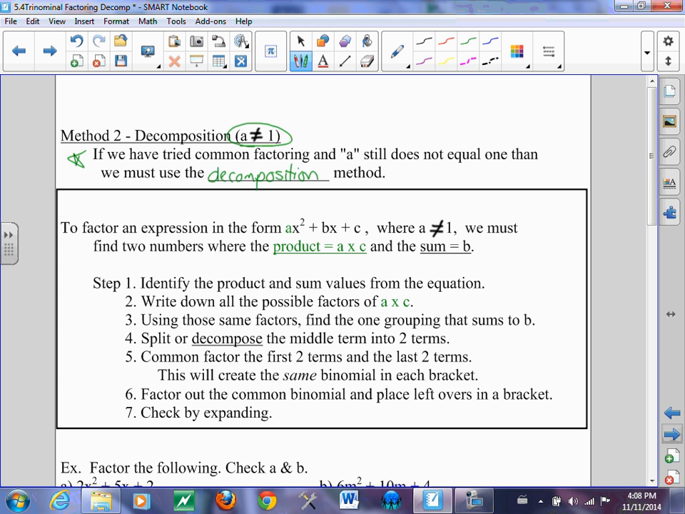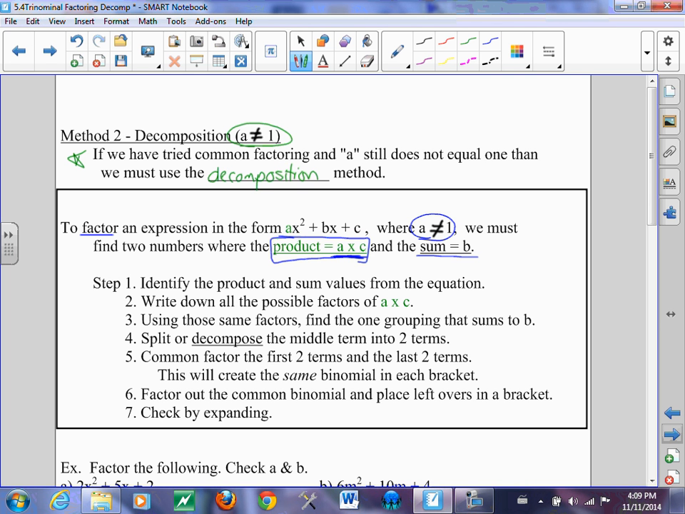All right. You're going to find out in this box here, when we do decomposition, there's going to be some things that are similar, but some things that are a little different. So to factor an expression in the form ax squared, where a does not equal 1, we must find two numbers where the product is a times c. If you think back to last day's lesson, folks, a was always 1. So 1 times c was c. So that's why we just said the product was c. In all cases of trinomial factoring, folks, the product is a times c. And the sum equals b.